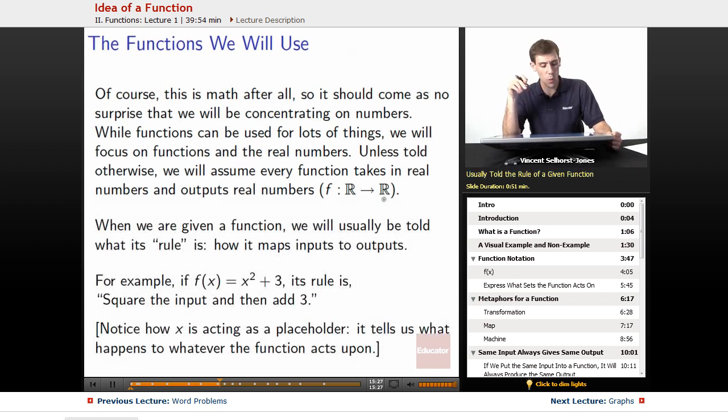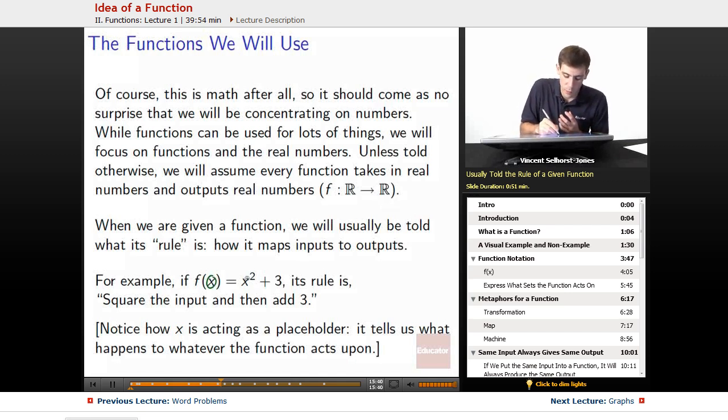Okay. So when we are given a function, we'll usually be told what its rule is, how it maps inputs to outputs. So for example, if f of x equals x squared plus 3, its rule is square the input. Since x is our input, what we do is we first square the input, and then we add 3. So square the input and then add 3. That's its rule. That's how it works.